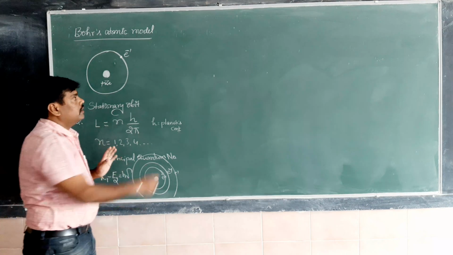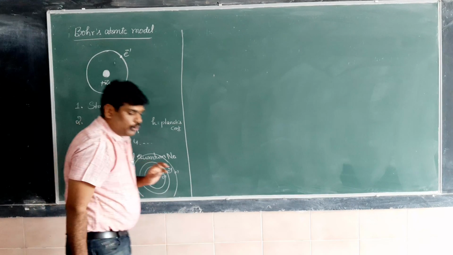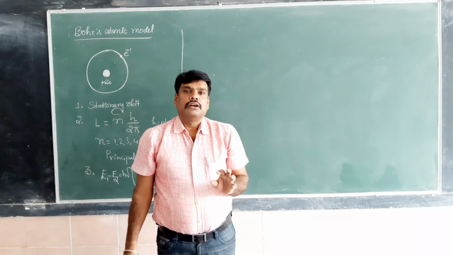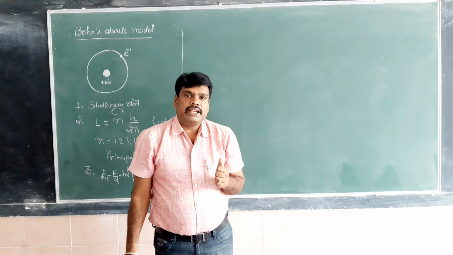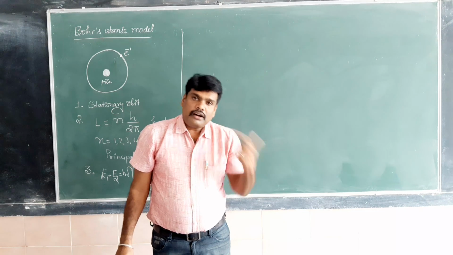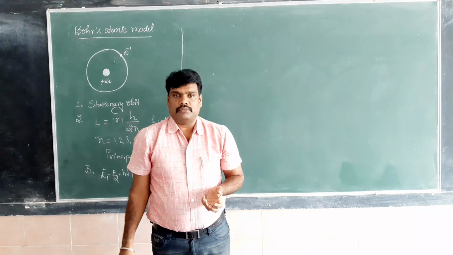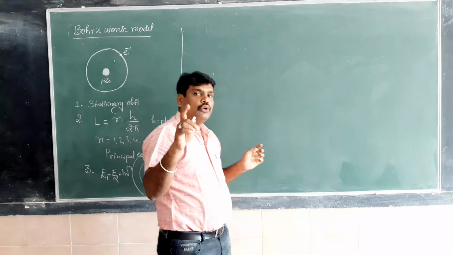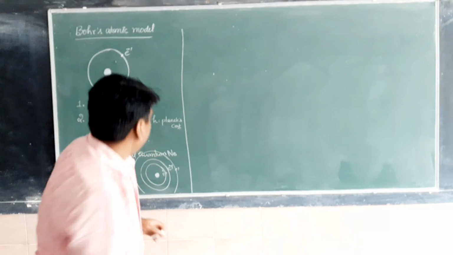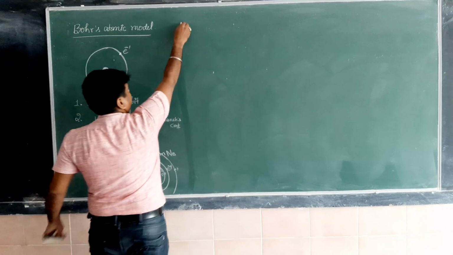So clear now? With the help of these three postulates, Bohr derived an expression for, first, the radius of the orbital electron, and after that I am going to derive an expression for the speed of the orbital electron. So in this video I am going to derive these two expressions. First of all I will consider the first derivation.